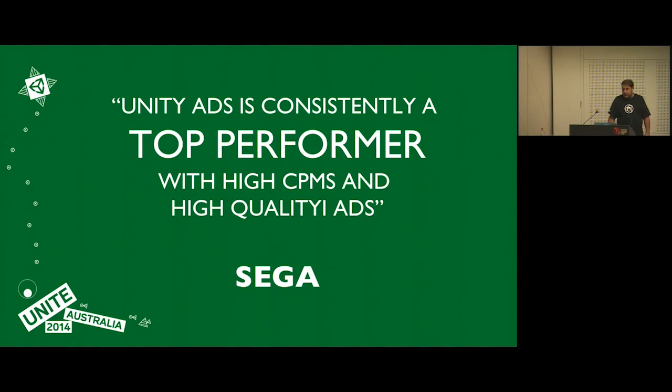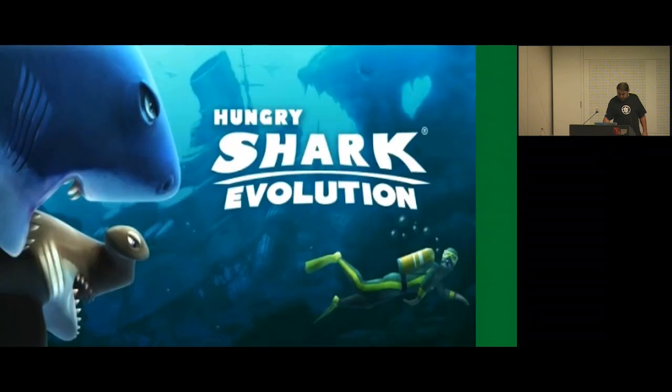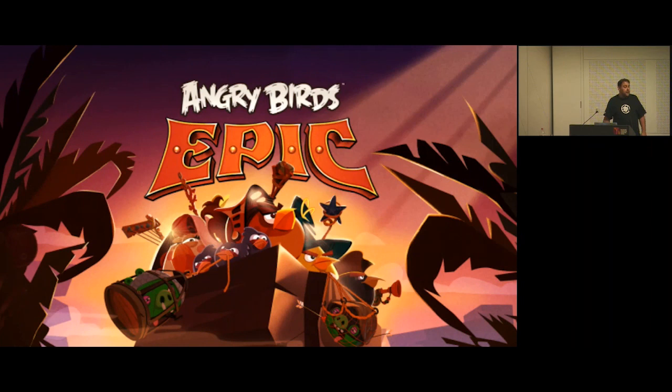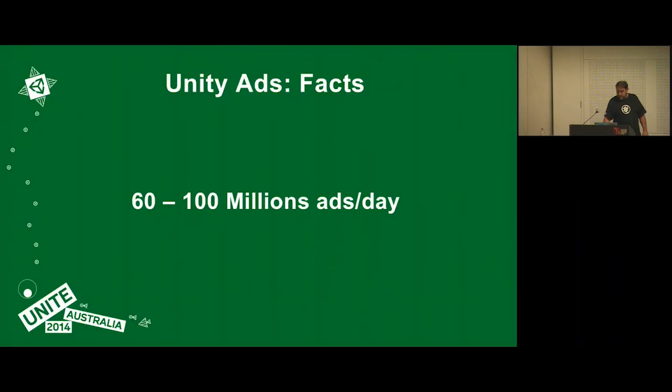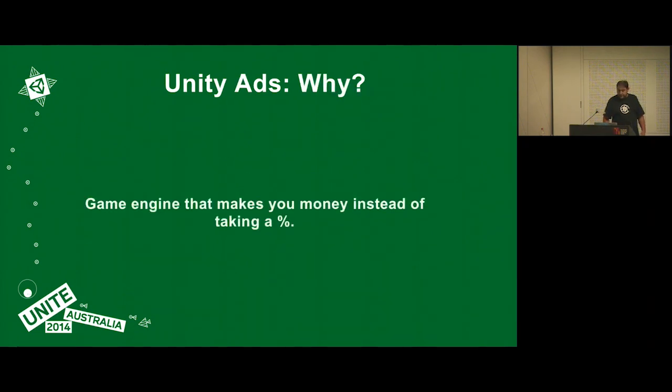Sega really admit Unity ads is consistently a top performer with high CPMs and high quality ads. That's really nice to hear from Sega. Again, Hungry Shark uses that. The indie game studio Angry Birds also uses our ad network. We share about 60 to 100 million ads a day. It's quite a bit. And why we do that, as I said before, is because we want to create an engine that makes money for you instead of taking a percentage.